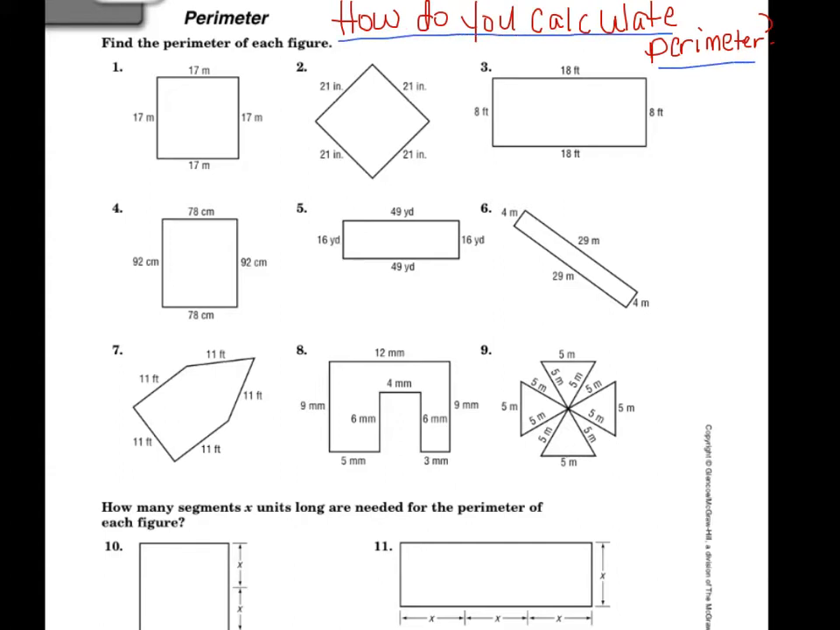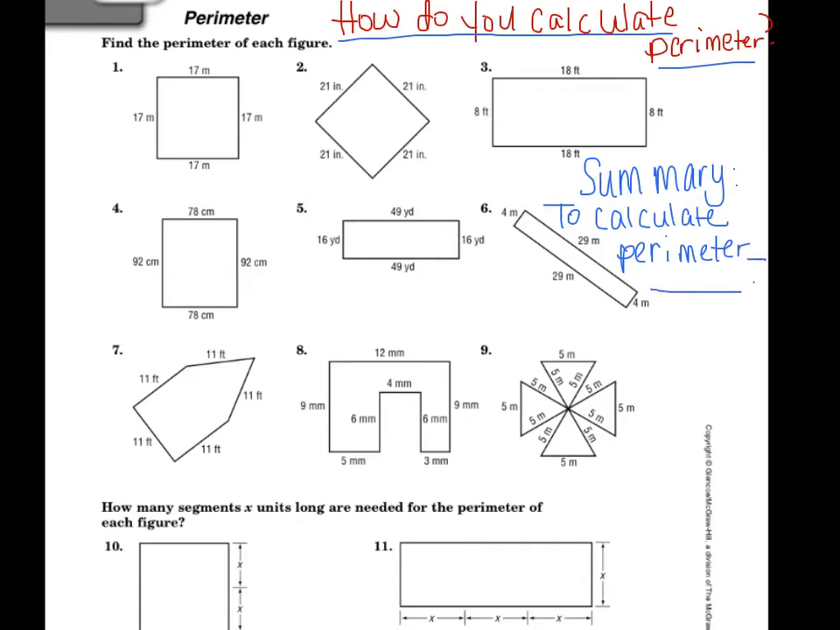So for your summary, you're going to start out like this. Everybody's going to have this. To calculate perimeter, and then you fill in the blank. You finish that sentence. To calculate perimeter, and then you're going to finish that sentence. That's what I'm going to be looking for in the summary. Okay.